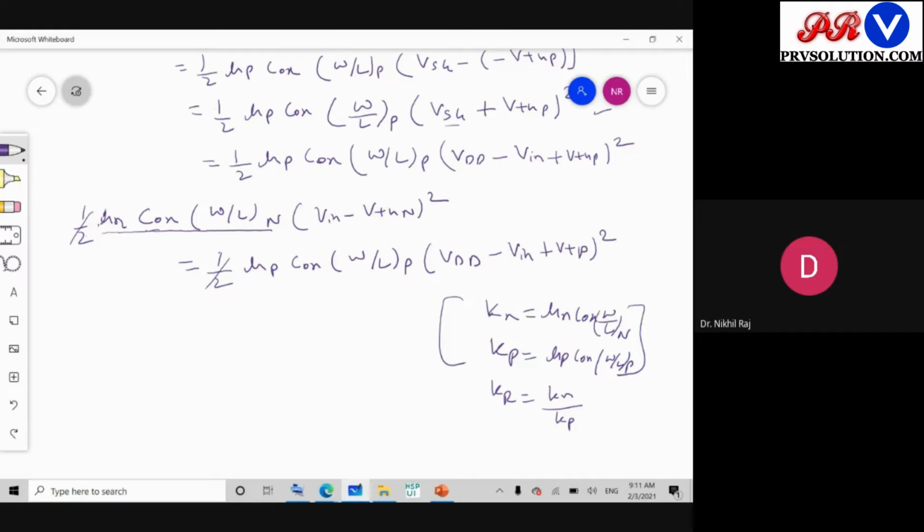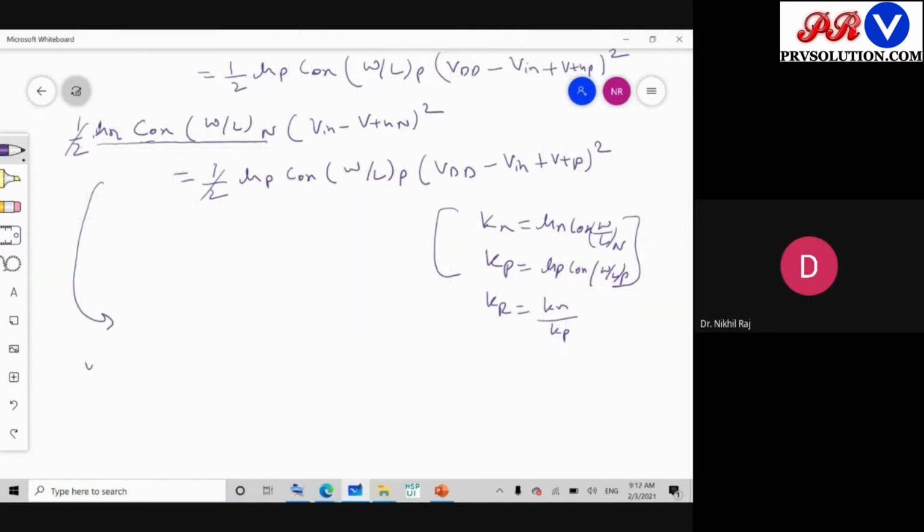Now I will rewrite this equation here. So we can write: mu n Cox W by L of n times (Vin minus VTH of n) whole square is equal to mu p Cox W by L of p times (VDD minus Vin plus VTP) whole square.